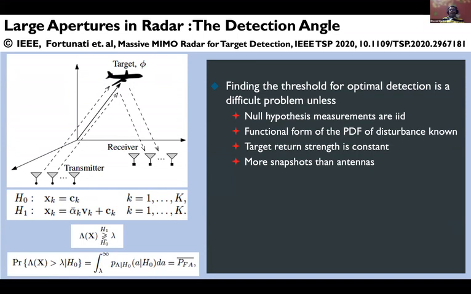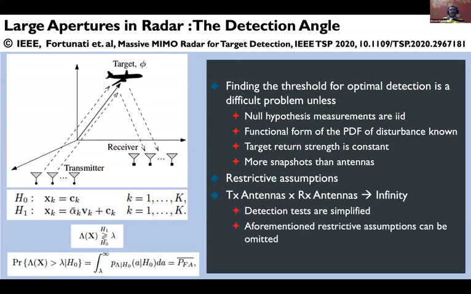Some technical things: the functional form of this PDF needs to be known, either exponential family or Gaussian, etc. Target return strength needs to be constant, which is clearly not the case, because as the target moves away, the strength goes down. And there need to be more snapshots than antennas, which many times is also not true. So these are restrictive assumptions. When the number of transmit and receive antennas goes to infinity, the classical very large aperture, these detection tests are simplified, and these restrictive assumptions can be omitted. So this is another perspective on having large apertures, but mostly from a receive perspective in sensing.